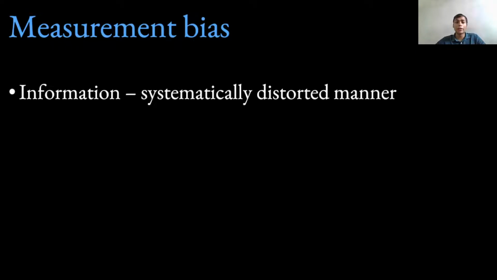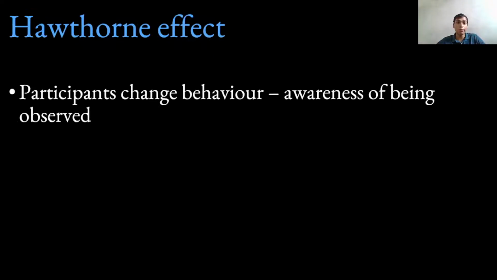The second type of bias is known as measurement bias, in which information is gathered in a systematically distorted manner. For example, one may use a faulty automatic sphygmomanometer, and this can result in falsified information. The Hawthorne effect is when participants change their behavior upon the awareness of being observed.